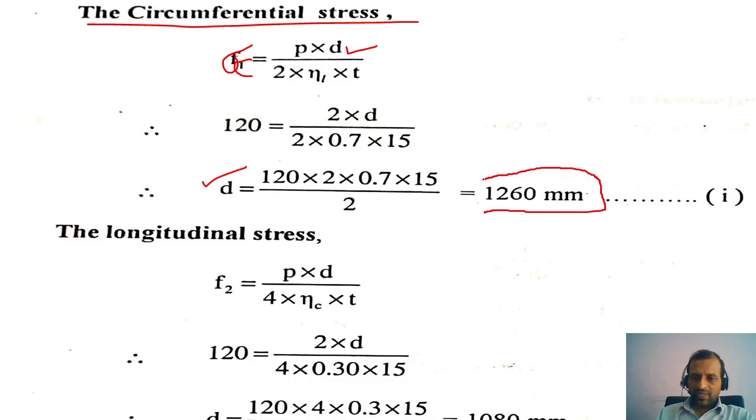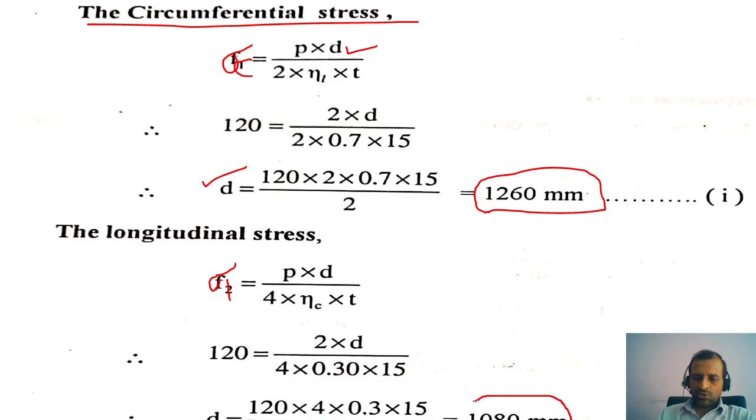So after solving you will get this much as the diameter when 120 Newton per mm square is considered as the circumferential stress. So the same 120 Newton per mm square, if you consider it as the longitudinal stress, then what would be the diameter? So substitute here sigma L. This is sigma L is equal to P into D divided by 4 into eta C into T. Substitute all the values again, bring D on the left hand side and all the values on the right hand side. Once again you solve this, so you will get 1080 mm.